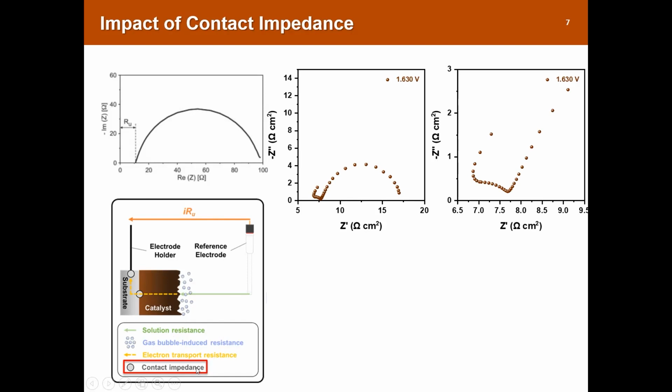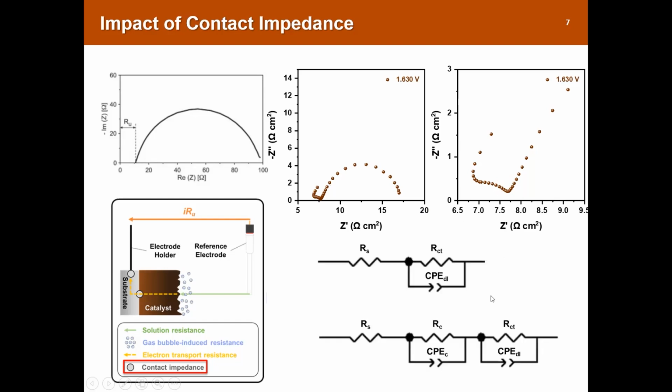But when you have a contact impedance, that means an additional RC circuit. So we have an additional semicircle here in the high frequency region. So instead of the main semicircle for the electrochemical reaction of interest, we have an additional semicircle here, and it's going to bother the accurate IR compensation.